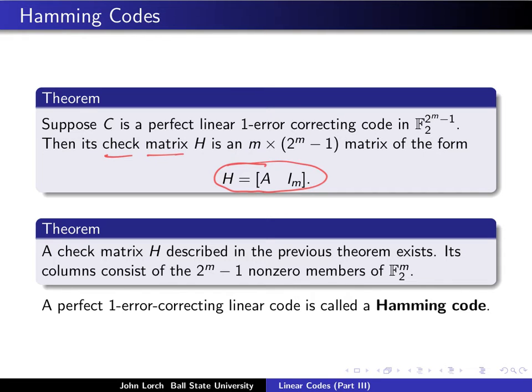Right, so remember, the columns of H are strings of length m. And if you look at the totality of the strings of length m, there are 2 to the m minus 1 non-zero strings in F2^m. So anyway, a perfect one error correcting linear code formed in this fashion is what's known as a Hamming code.